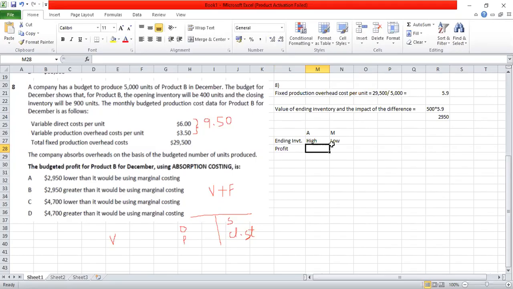So a low amount of this is deducted. If the ending inventory is deducted low, then what will be the impact on profit? Credit side versus the debit side. If the credit side is low, profit also would be low. If the credit side is high, the profit also will be high. That's the impact of that.